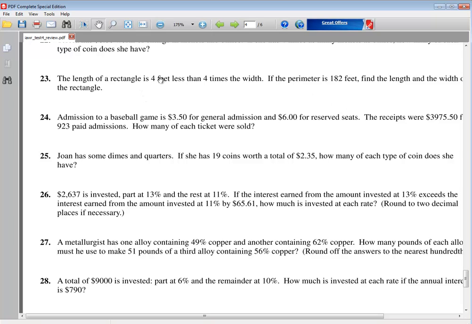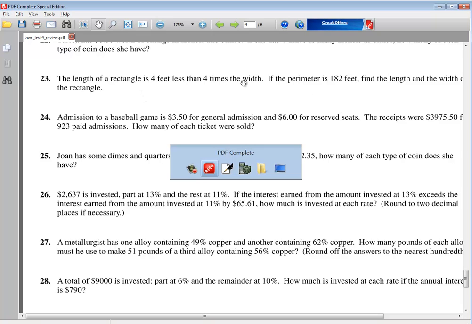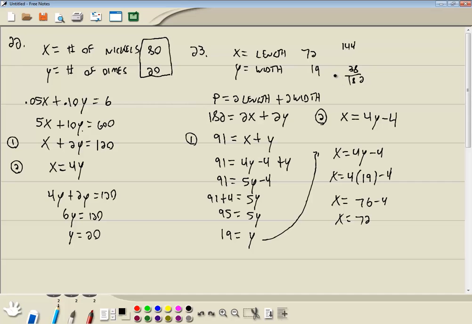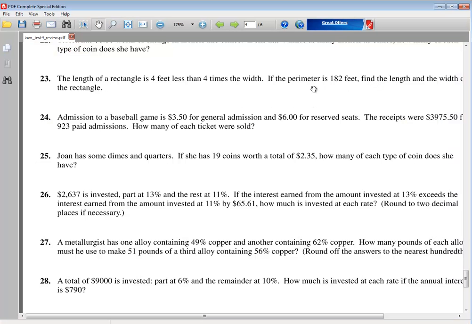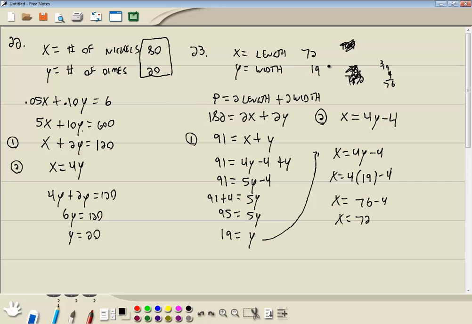Now, the length of a rectangle is 4 feet less than 4 times the width. 4 times the width. 4 times 19 is 76. It's 4 feet less than 4 times width. 4 feet less. Yeah, that works. So those would be your answers.